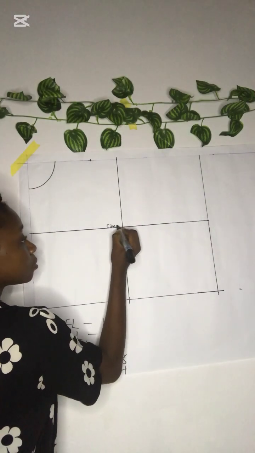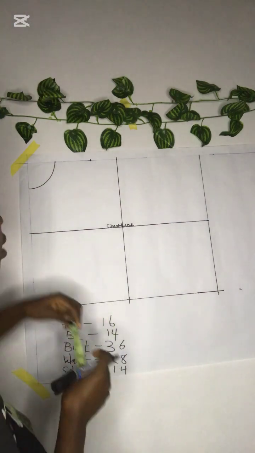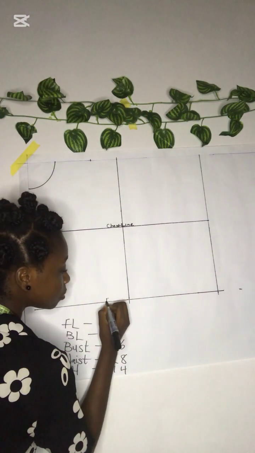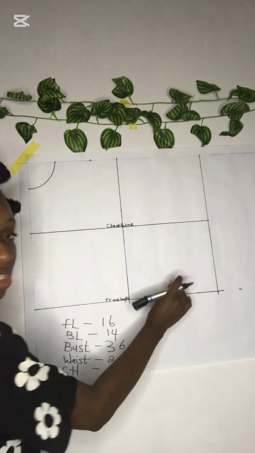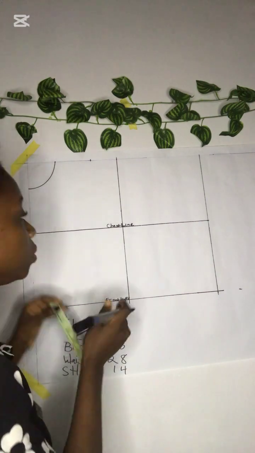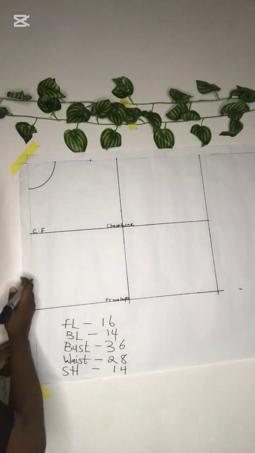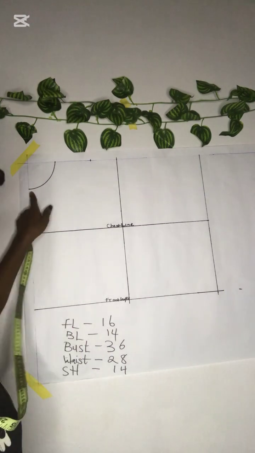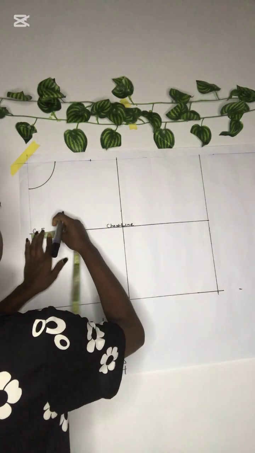And so now, make sure you label. Labeling is very important so you will not forget. Okay. So that's your chest line, that's your front length. And what we're going to do next, we're going to label our center front. That's this one that is going to be on fold, and also for the center back. We're going to be doing that at the back later.